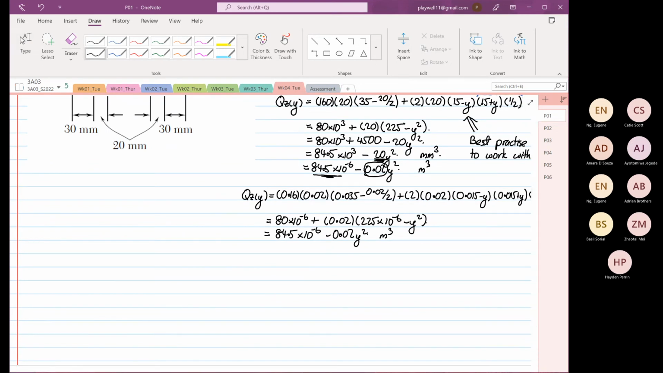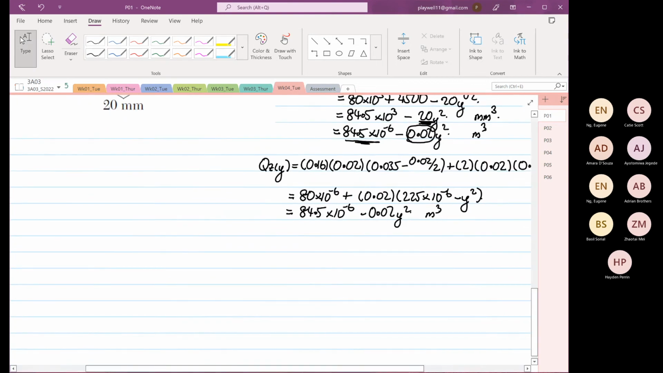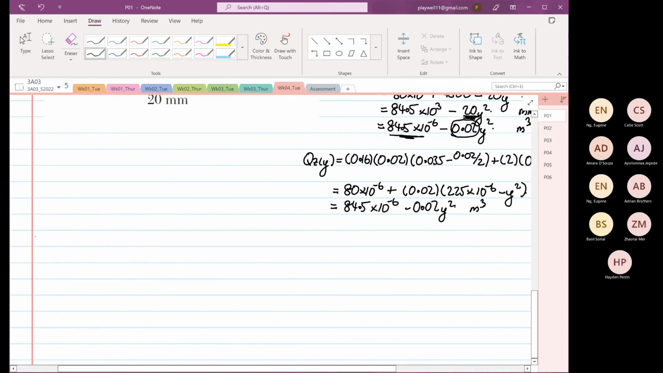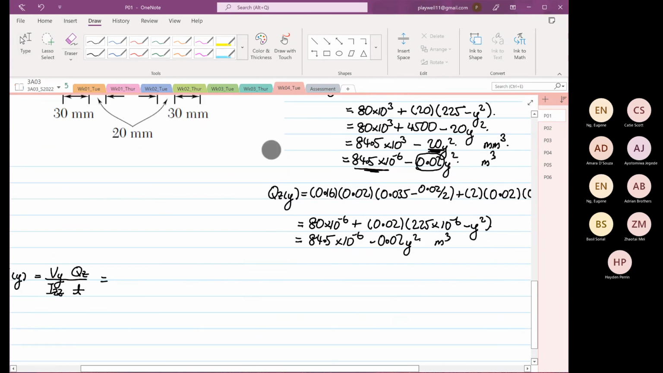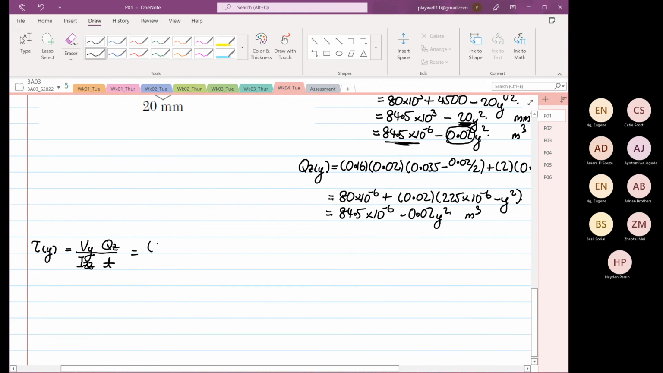So next we are going to find out the shear stress, okay, as a function of y, right? So the formula is V y over Izz, Qz divided by t. Okay. So now we are going to substitute in the formula. So V is equal to 90 times 10 to the power 3.